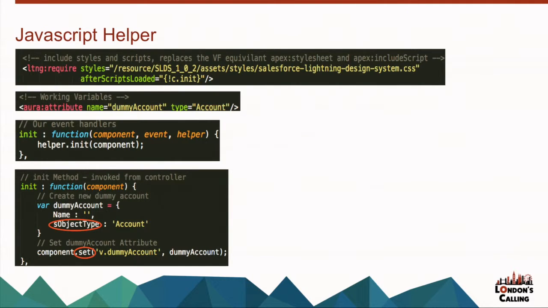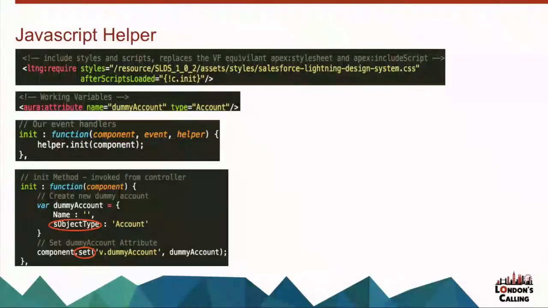And then lastly, once we've created it, we're using component.set, which is another standard method on our component. All we're doing there is referencing our v.dummy account, which is our working variable at the top there in the middle, and we're passing in the JavaScript object we've just built. And that will just go and set it in there.